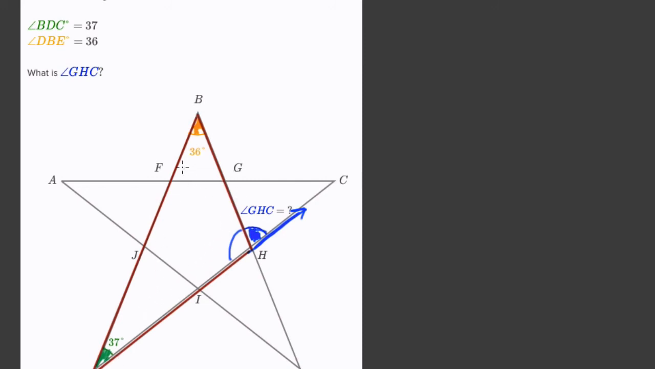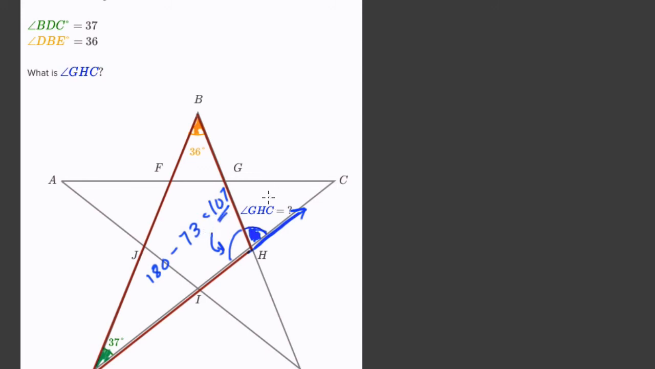But I can also think, okay, well, 36 degrees and 37, right? That's what? Well, 30 plus 30 is 60, plus 13 is 73 degrees. So to find the third angle in the triangle, I subtract 73 from 180. That gives me 107 degrees. That's the measure of this angle right here, 107 degrees.